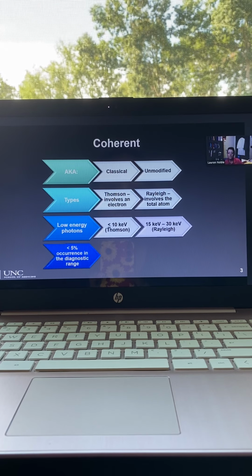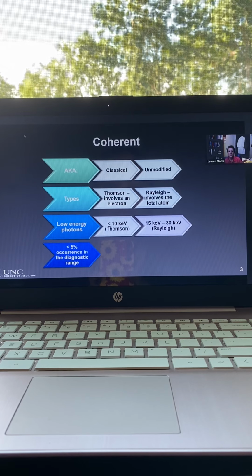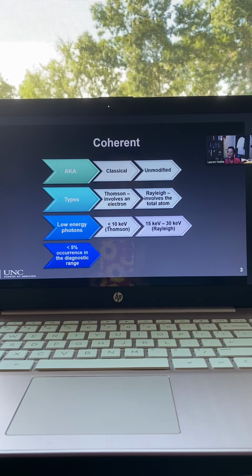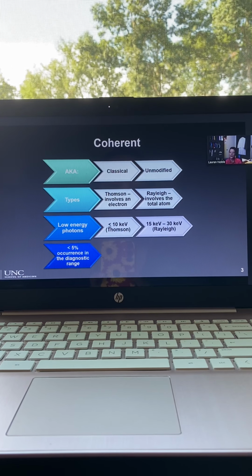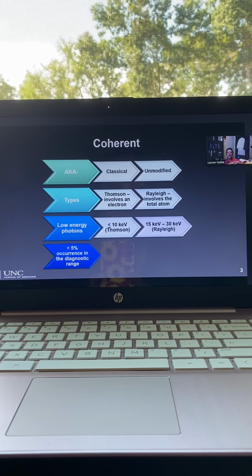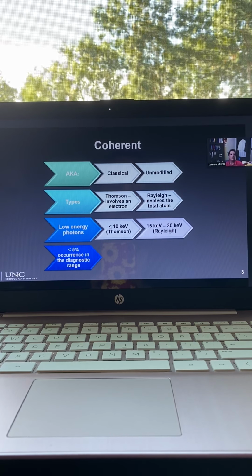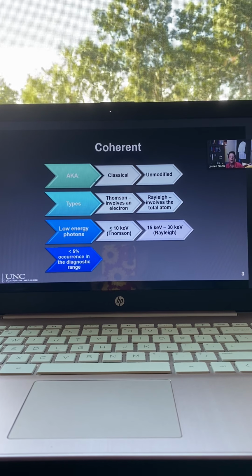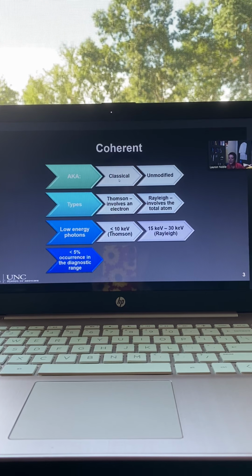So the way I've done these is kind of made these slides here with the key points that you would need to know, the key characteristics about these particular interactions. So with coherent, and I don't know whether you had mentioned this or not, but coherent is also known as classical and unmodified. Now, my guess is you probably did mention that coherent and classical mean the same thing. Am I correct?